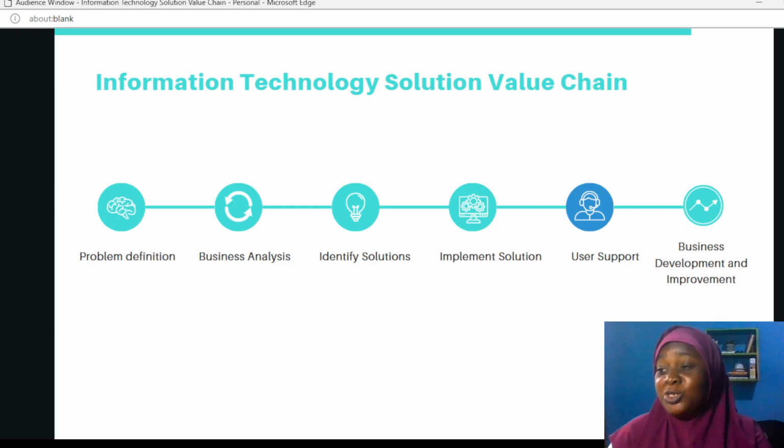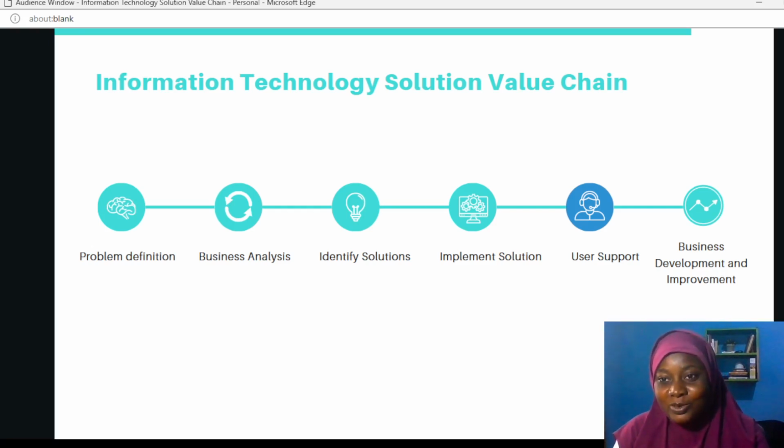So, identify solutions. The business analysis process is also linked to the identifying solutions process. After you've analyzed the problem, after you've analyzed the business of the organization, or the business potential of creating a product, then you identify the solutions. You decide on which solution to implement, considering various factors. Then the solution gets implemented.